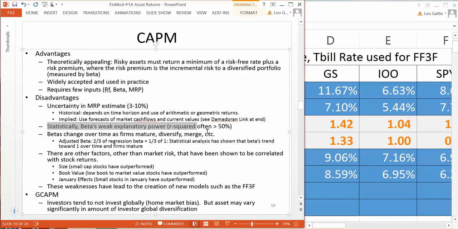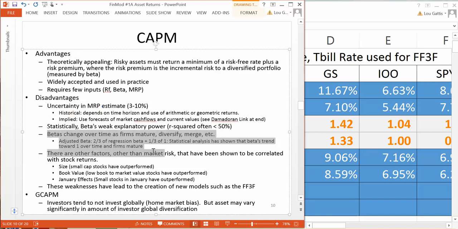Also, a disadvantage is the R-squared. If I run a regression and calculate an R-squared, what you'll see is the R-squareds are often less than 50%, often 20 or 30%. In other words, when I run regressions to see what percentage of the return of IBM is explained by the market, you often get numbers of 20 or 30%. So some other factors are out there.